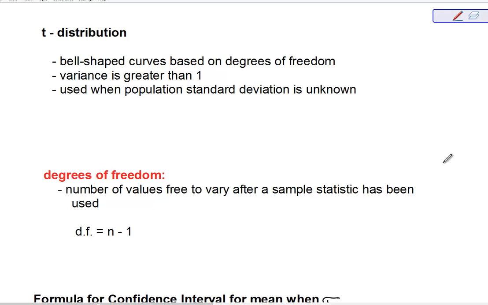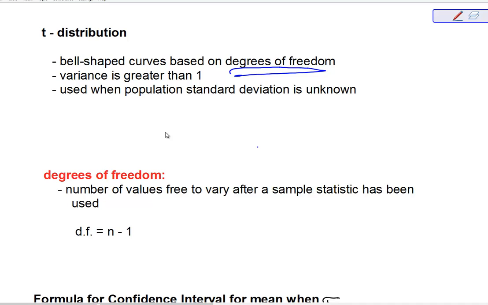In previous videos, we discussed confidence intervals using the z-score. In this video, we're going to talk about a new type of distribution called the t-distribution. This is still a bell-shaped curve, but this time we're going to use what we consider degrees of freedom. This is also when the population standard deviation is unknown. So we're looking at it in the case where we don't know sigma, we know the sample standard deviation.